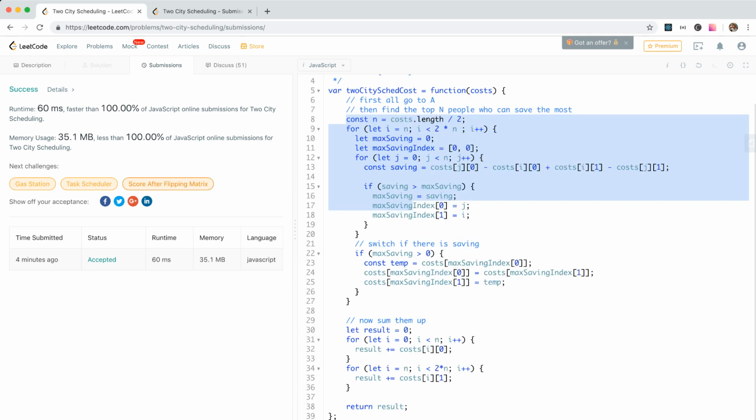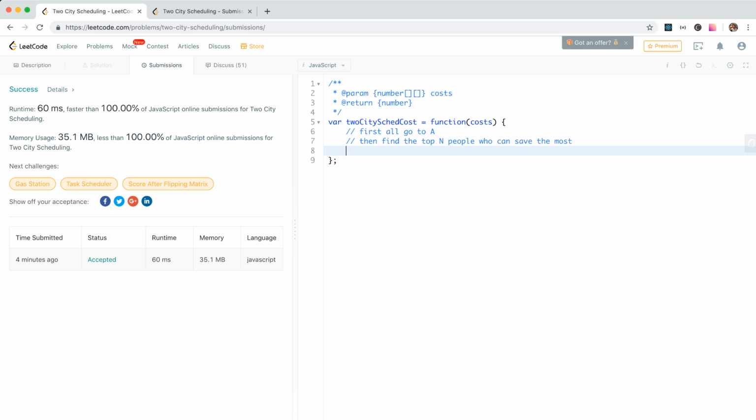Okay, before this we were running in 60 milliseconds. I remove this and okay. So all go to A, and we find the people who are chosen to go to B.